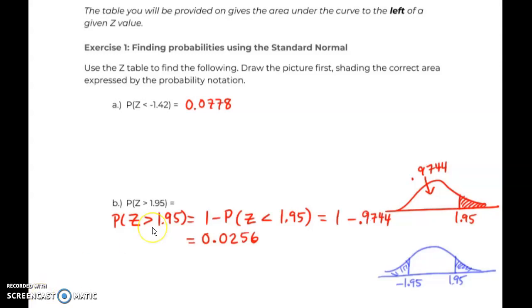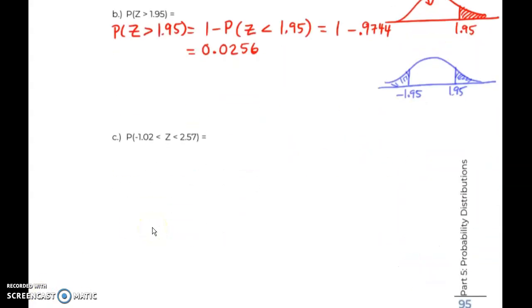Our next scenario, so third case, is where we're looking for the probability between two values. So over here, we are looking for the probability between negative 1.02 and positive 2.57. So again, looking at our table, we can't find the area between two values. What we can do is find the area to the left of negative 1.02, then find the area to the left of 2.57, and then we can subtract those two areas.